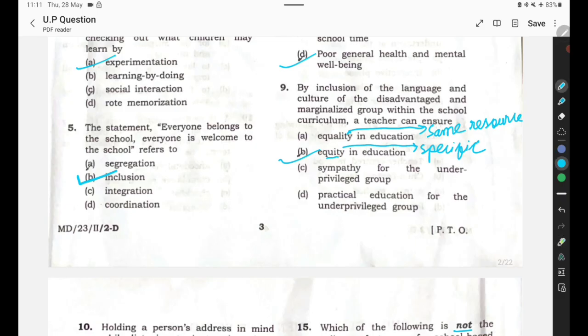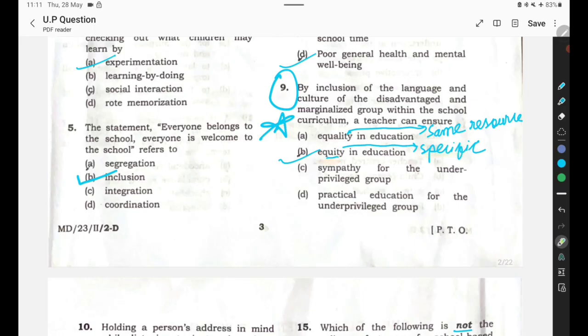Look, for question number 9, I'll be marking it with a circle or star because this is important. Why? Let us understand this concept. When we say equality, all of them will get the same resources, same type of education, but equity is specific. For example, one student is blind, another student is not blind. The student who can see properly will be reading normal books, but the student who is blind will be reading with braille. That type of provision is not called equality, it is called equity because they get that specific resource.